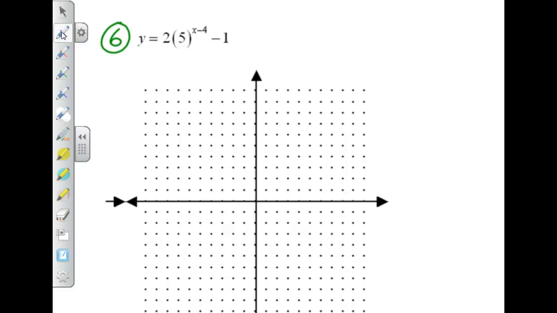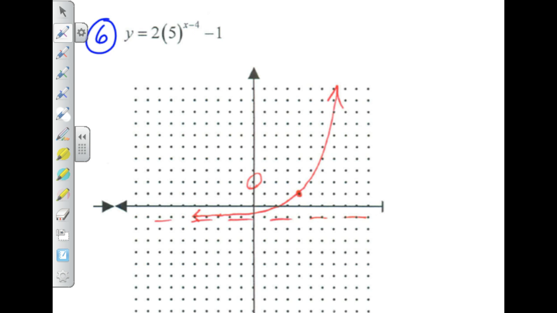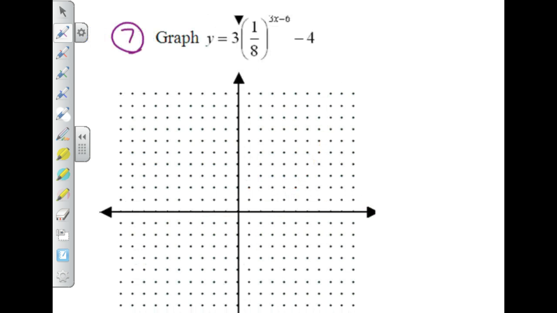Finishing up here, I've got a start value at 2. I would go 4 units to the right, 1, 2, 3, 4, and 1 unit down. I would have the asymptote at y equals -1, and I would look for any decaying factors. I don't see any. So I would have this as growth. Growth means start low. You read a graph like you read a book from left to right. So start low and head high. And so I'll just show you the rest of these if you want.